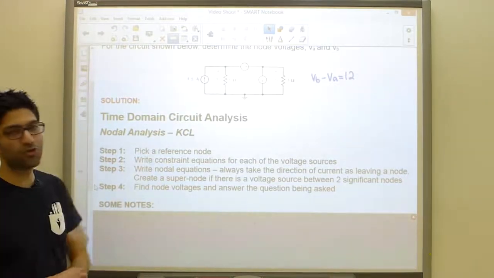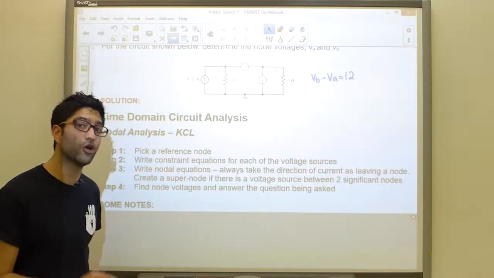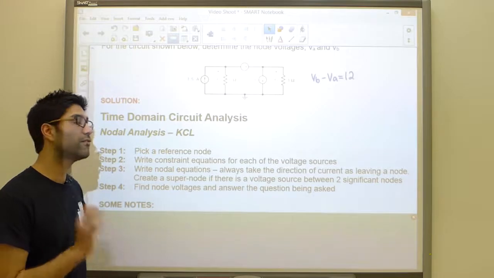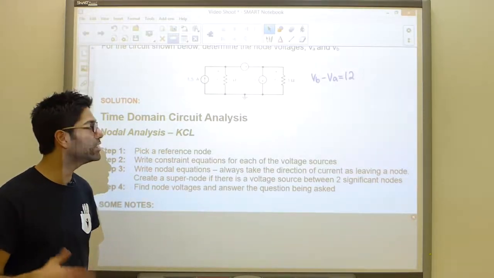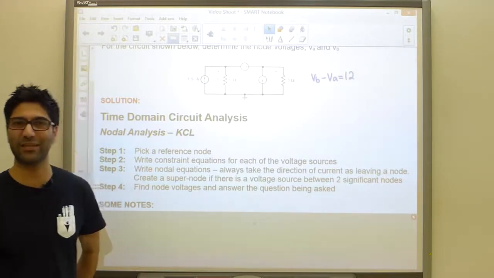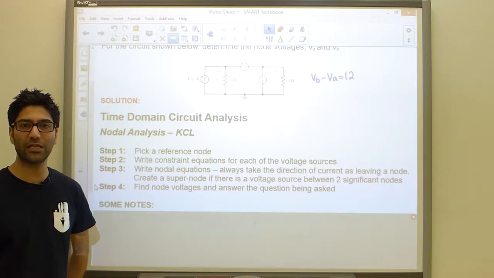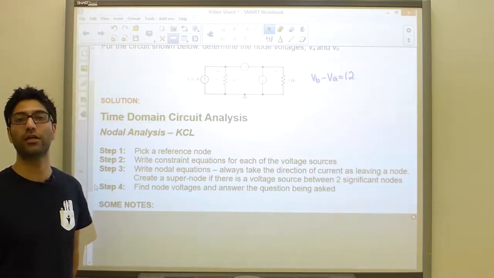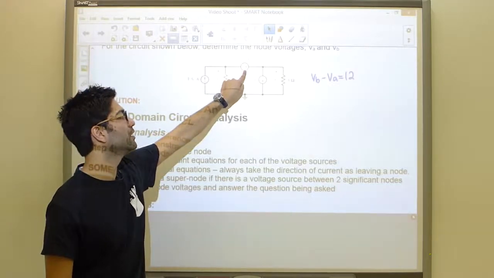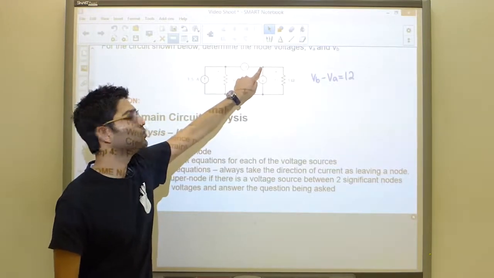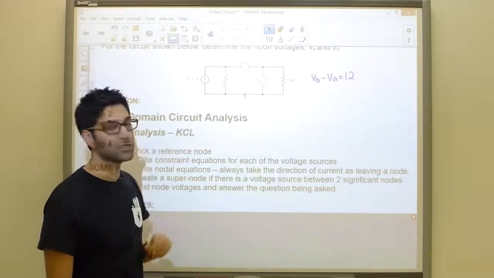At this stage, you should realize that it's a good idea to create a supernode if there's a voltage source between two significant nodes. Now, even though this sounds like an intimidating thing, the supernode technique actually exists to make your life easier. We realize here that there's a voltage source between two nodes whose voltages are both unknown. And so we're going to solve this problem using a supernode.